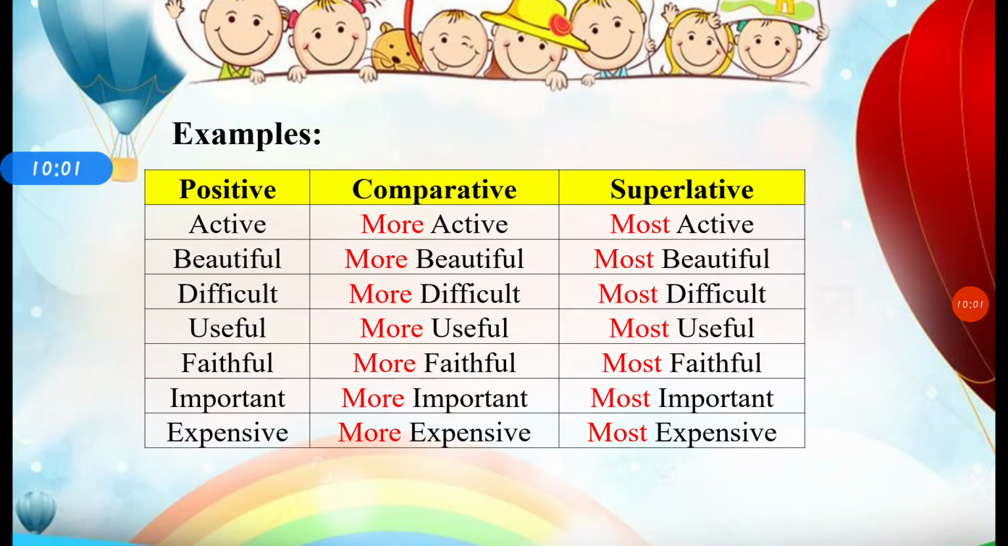important and expensive. In comparative, we add more. So it becomes more faithful, more important, more expensive. In superlative, we add most. So it becomes most faithful, most important, and most expensive.